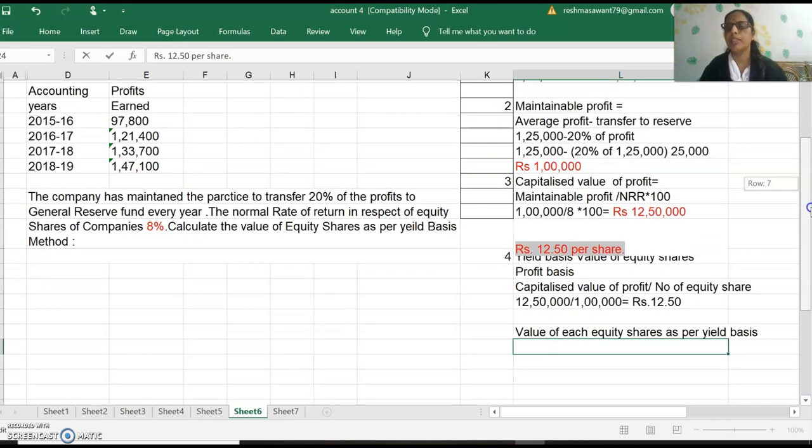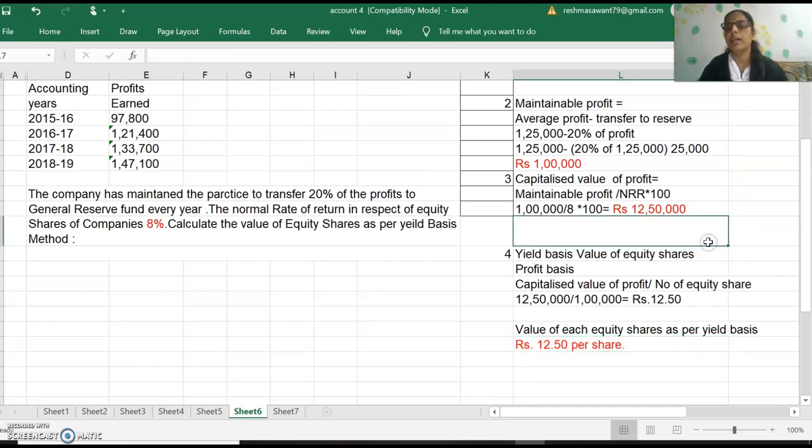Now we use yield basis, the value of equity share as per yield basis. In this heading, we calculate the profit basis method. The formula for the calculation of each share is capitalized value of profit divided by number of equity shares, that is 12,50,000, which is calculated in step number 3, divided by the number of equity shares, which is mentioned in your question. The answer will be rupees 12.50 per share. So in this way, the value of each equity share as per yield basis is rupees 12.50 per share. In this heading, we use the profit basis part.